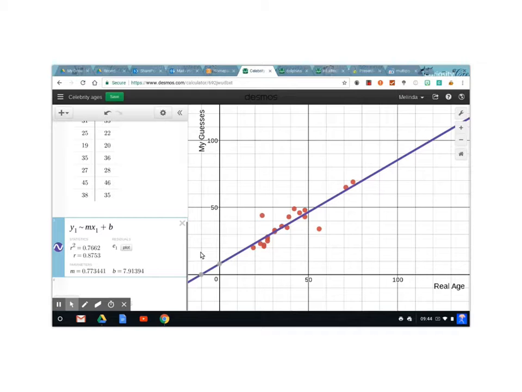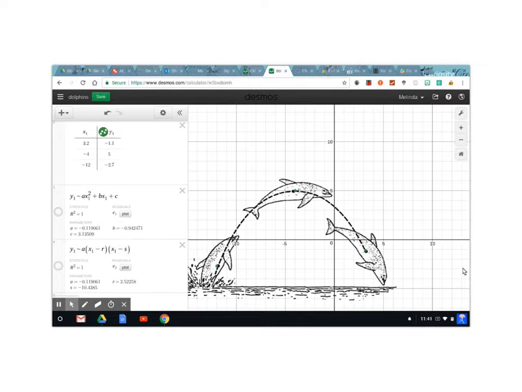And the students absolutely love this activity. But linear regression is just the beginning. We can use Desmos for all kinds of regressions.